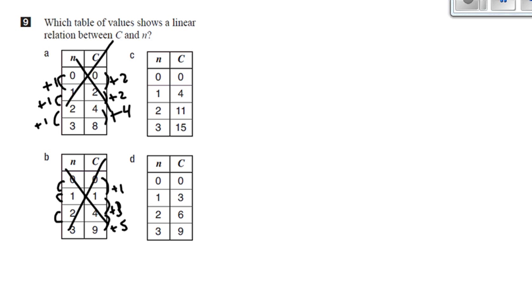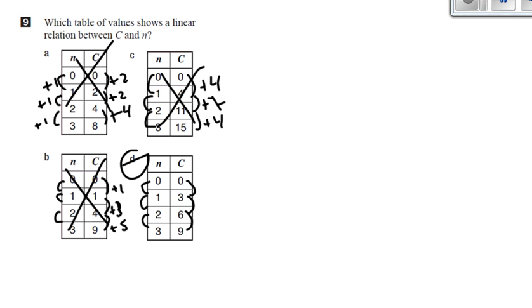So it's not B. Plus 1, plus 1, plus 1, plus 4, plus 7, plus 4. That's weird, and it's definitely not linear. So hopefully we see linear in D. Plus 1, plus 1, plus 1, plus 3, plus 3, plus 3. Good. Hopefully that's a question that we can all get perfect marks on because it's fairly easy to look at a table of values and do the subtraction you need.